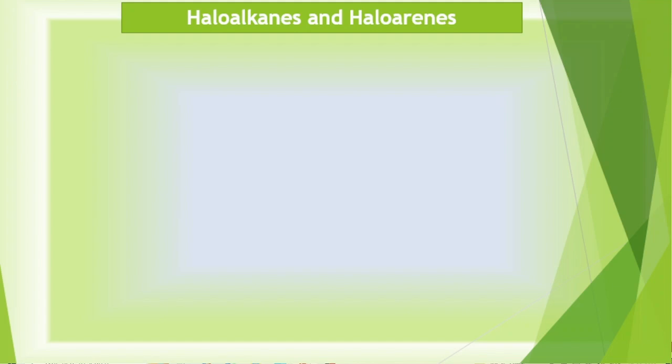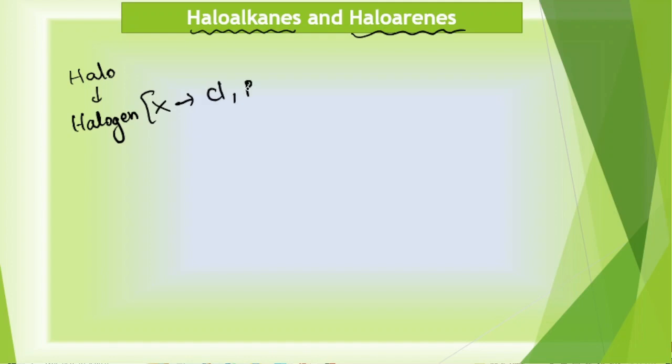So first, let us deal with the introduction part. Haloalkanes and haloarenes. What are haloalkanes and what are haloarenes? First, what is the meaning of halo? Halo means halogen. Halogen compounds are represented with the symbol X. That is nothing but chlorine, bromine, iodine and fluorine. These are your halogen compounds. Halo represents these halogen compounds.